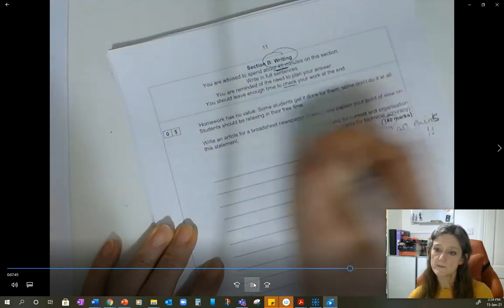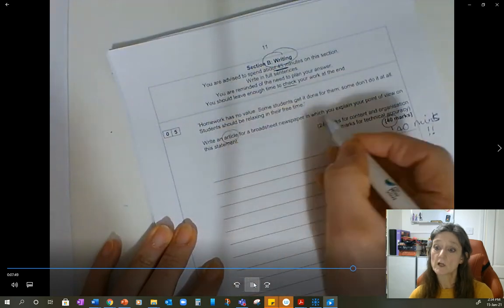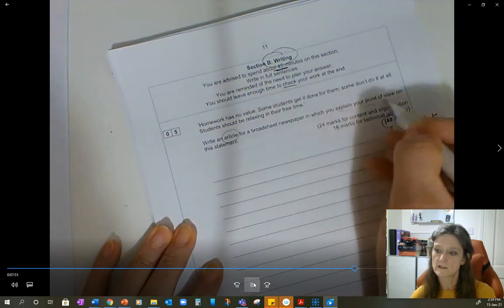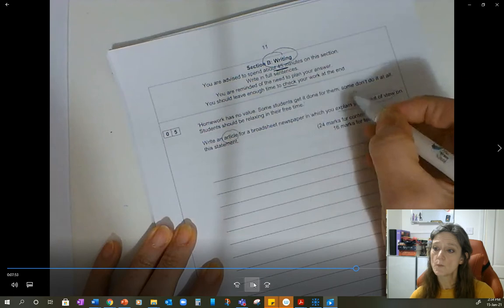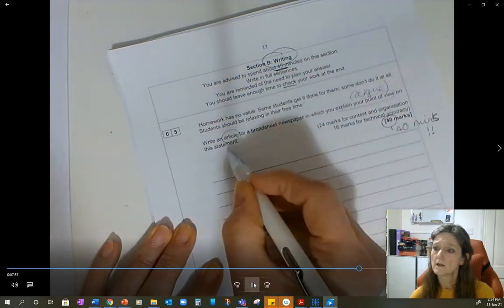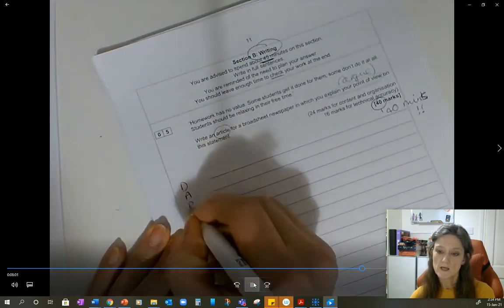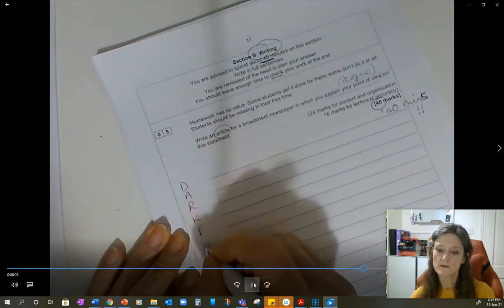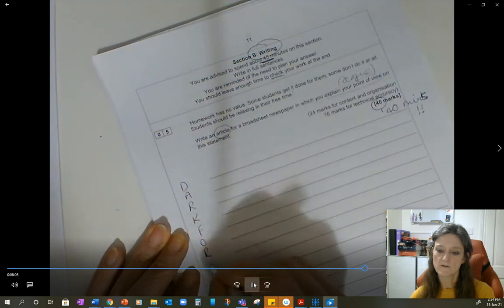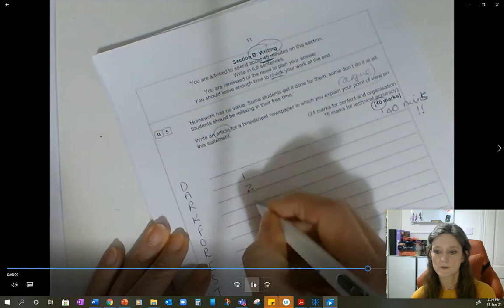I'm reading the statement: homework, no values, students get done for them. Sometimes they should make you relax. Write an article, good. We'll come back to this in another video. Explain your point of view means argue. Why don't they just say argue? That's what it means. If you're explaining your point of view, you're arguing your point. And I just reminded myself we're going to use some DAFOREST devices, and when we come back and look at this question more closely, we'll go through what DAFOREST stands for.